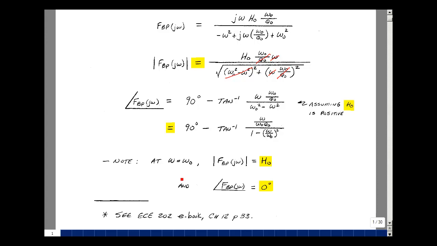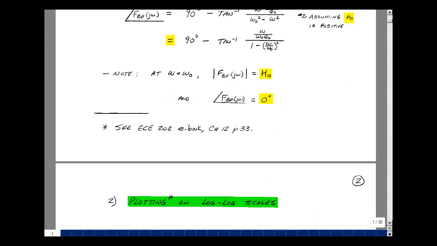At what we call the center frequency, the value of the magnitude of the gain is just the value of H naught. For the angle, if we let omega equal omega naught, we get a 1 squared here. Again, we take the arctangent of something divided by 0, which is infinity. We'll get 90 degrees again. The difference of those will be 0. Again, if H naught is a negative value, then you can have an additional 180 degrees here.